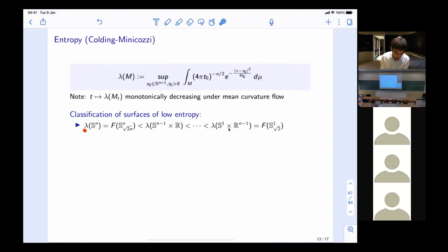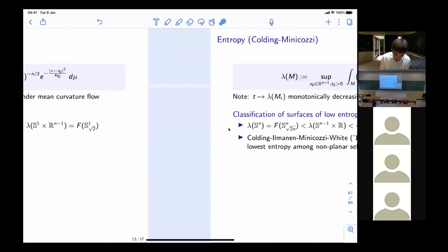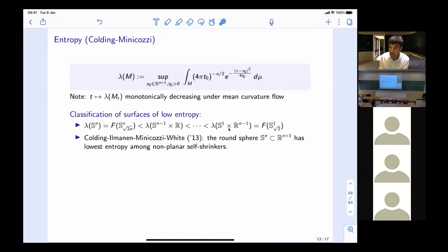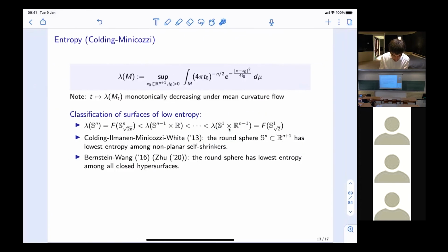And you can first check what happens on shrinkers. So you can check actually the sphere. The very lowest one is the plane, where lambda is equal to 1. Then you get the round sphere, and then you get all these cylinders going up to, in the end, S1 cross R^(n-1), which is the highest entropy. Now, for example, Colding, Minicozzi, and White have shown that the round sphere has lowest entropy among non-planar self-shrinkers. And Bernstein and Wang and Zhu have proven that the round sphere has lowest entropy among all closed hypersurfaces.